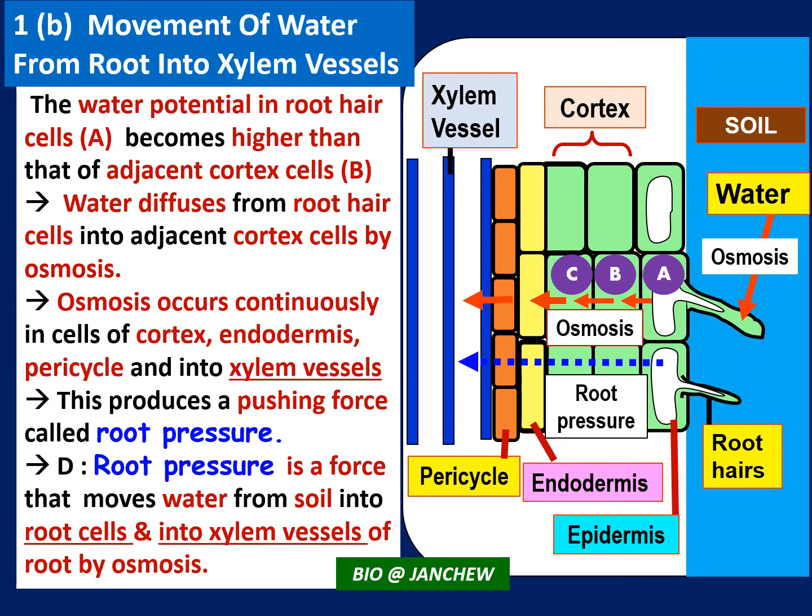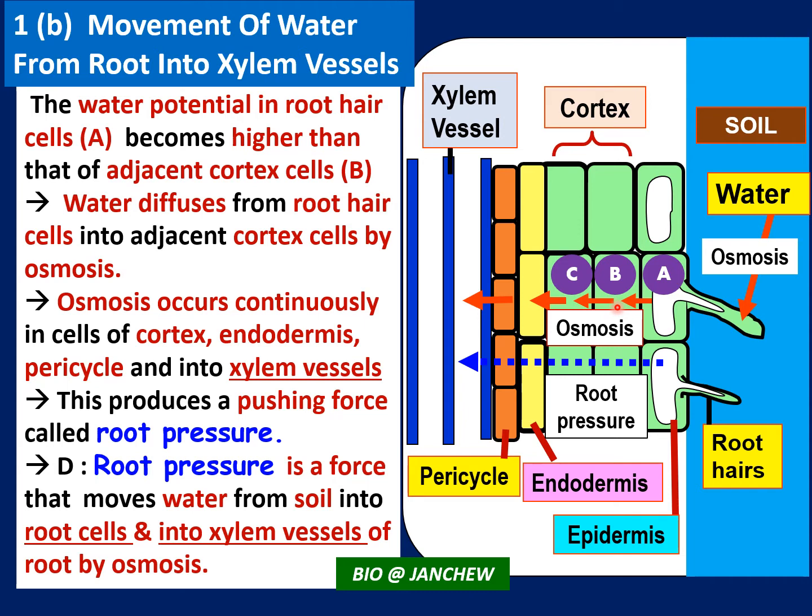Now next, after water has diffused into the root hair cells in the epidermal layer, how does water move from one cell to the next in the roots? So once water enters the root hair cell, the water potential in the root hair cells will become higher than that of the adjacent cortex cells. Okay, the concentration of water in root hair cells will increase, and its water potential will increase and be more than the adjacent cortex cell, cell B.